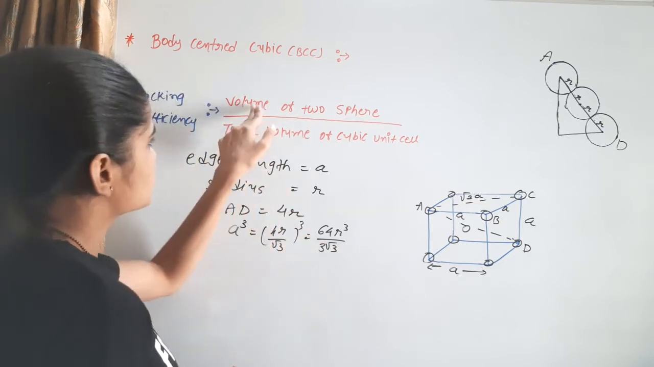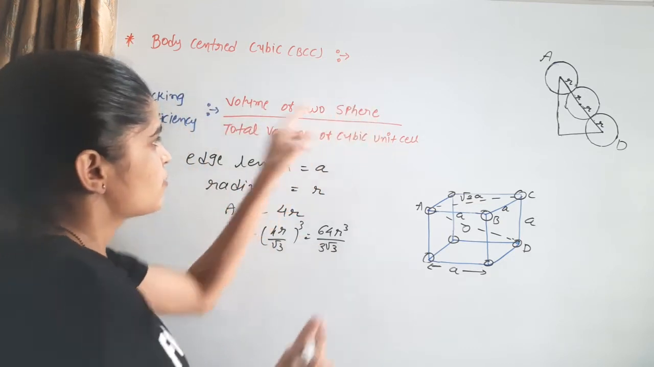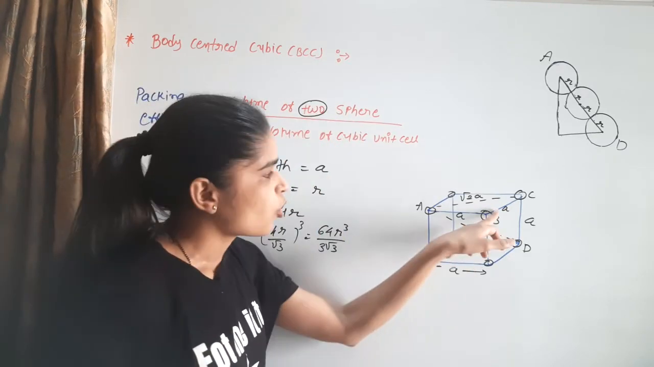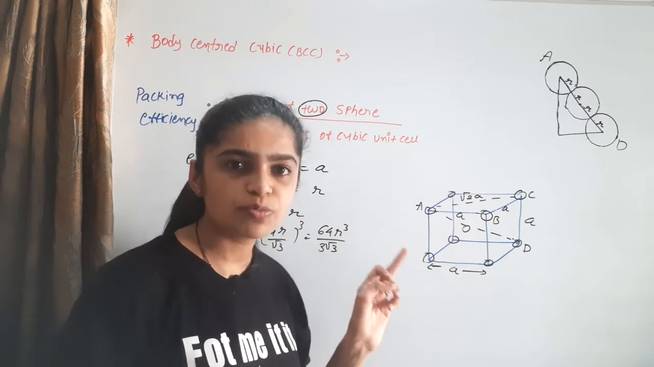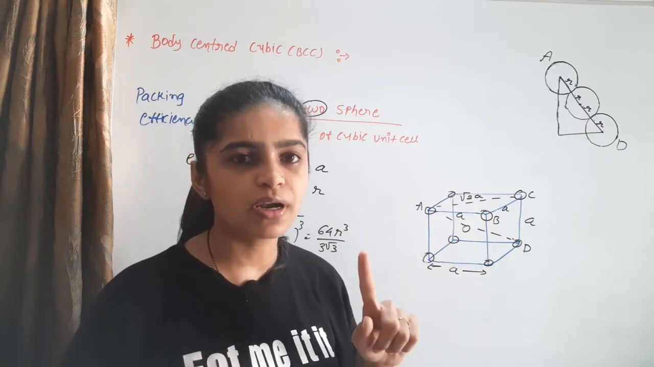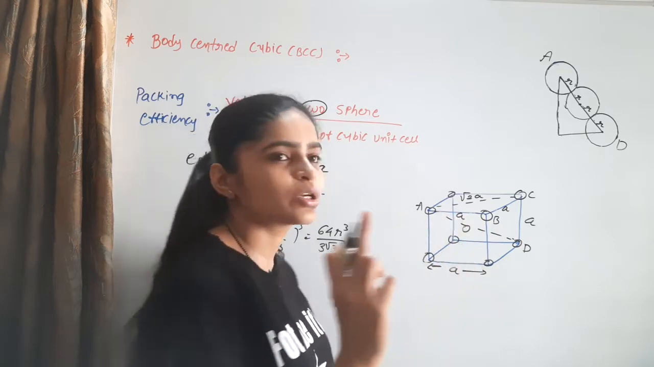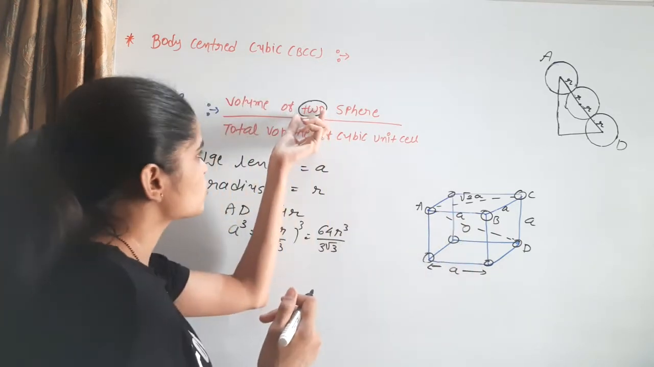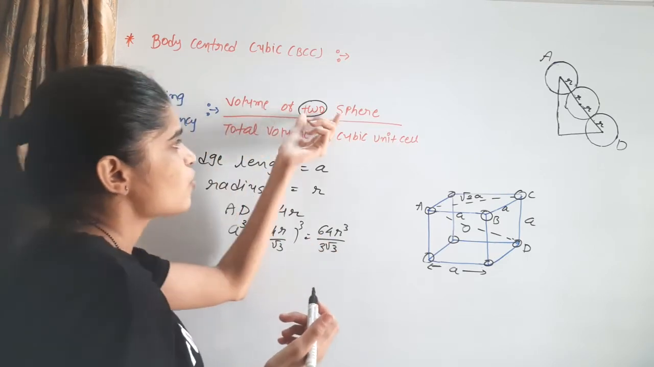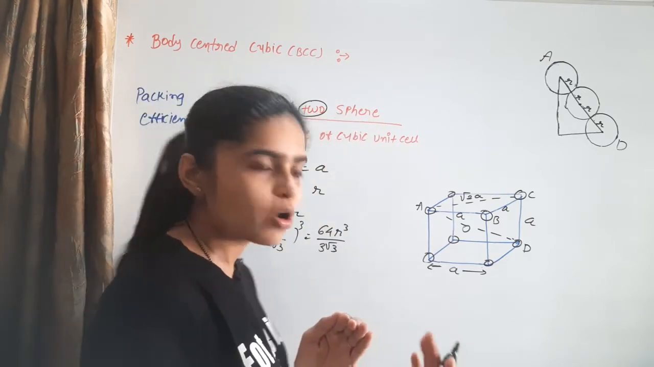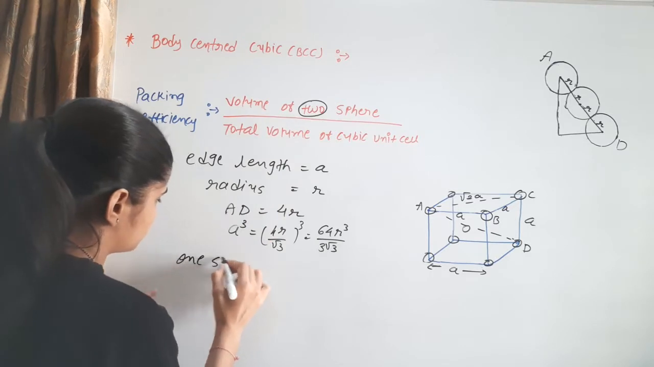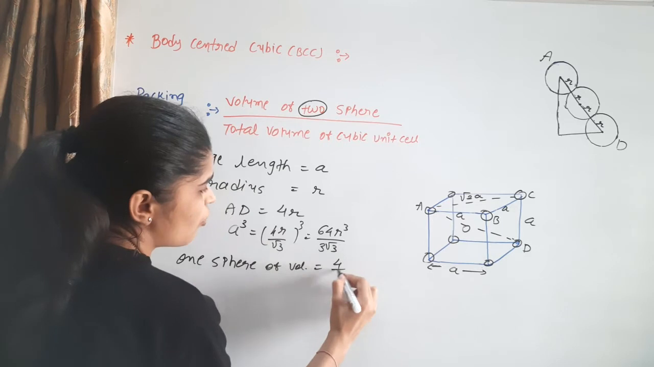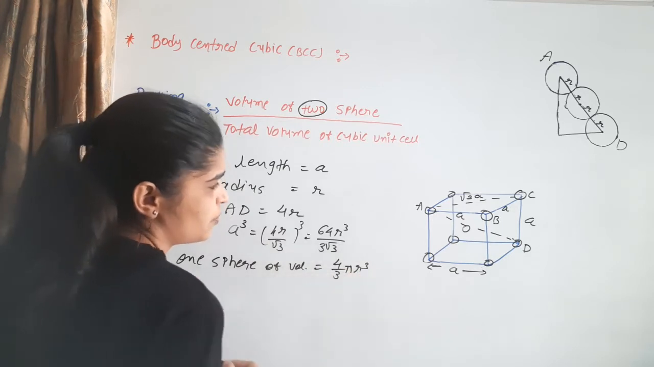Then next is the volume of two spheres. Why are there two spheres? Because in this BCC, 8 corner atoms are present, each with a contribution of 1/8, so it gives 1 atom. And the body center also gives 1. So 1 plus 1 is equal to 2. That way we consider two spheres. How to find out the volume of two spheres? One sphere's volume is equal to 4/3 πr³.